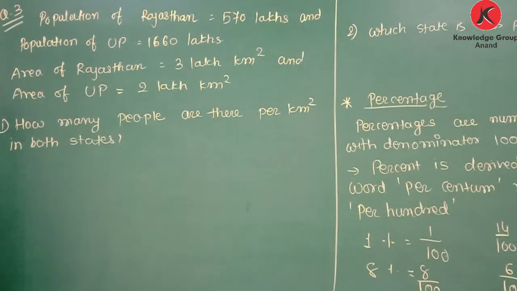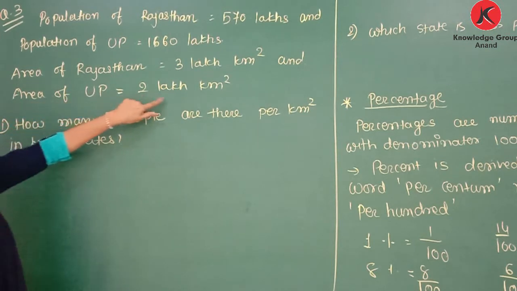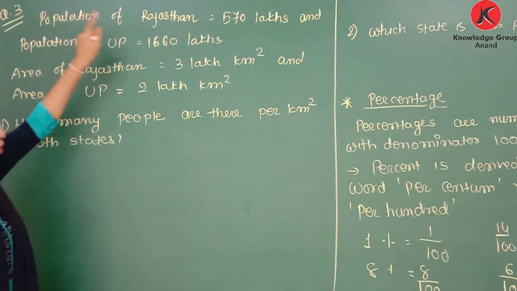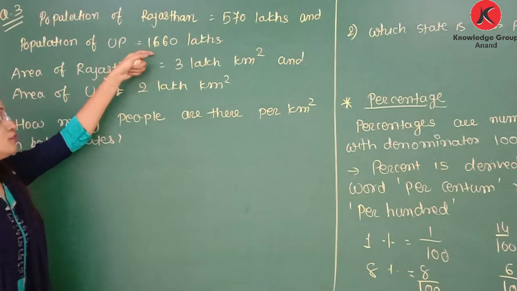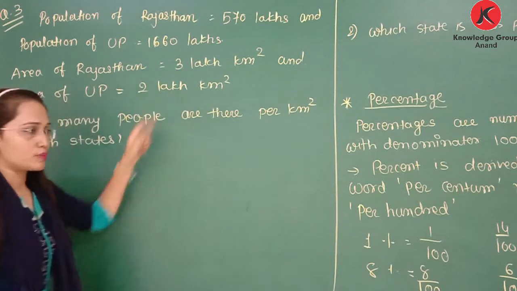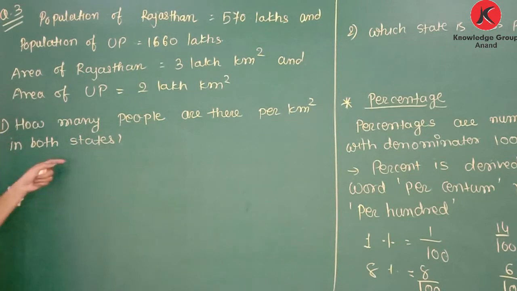Now question number 3. Population of Rajasthan is 570 lakhs and population of UP is 1660 lakhs. Area of Rajasthan is 3 lakh square kilometer and area of UP is 2 lakh square kilometer. So first question, here population is given, area is given. For Rajasthan, population is 570 lakh and area is 3 lakh square kilometer. And for UP, population is 1660 lakh and area is 2 lakh square kilometer. So how many people are there per square kilometer in each state?